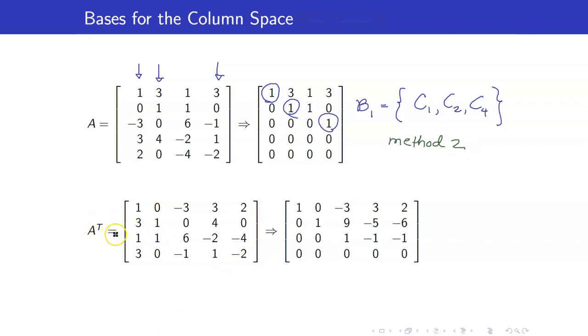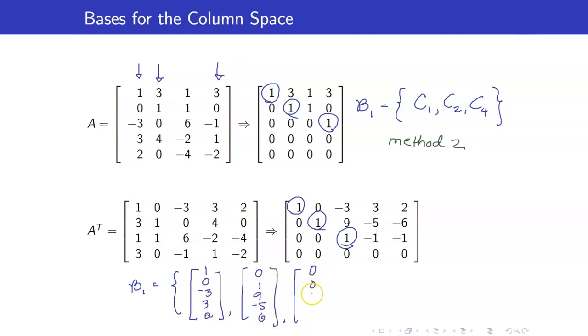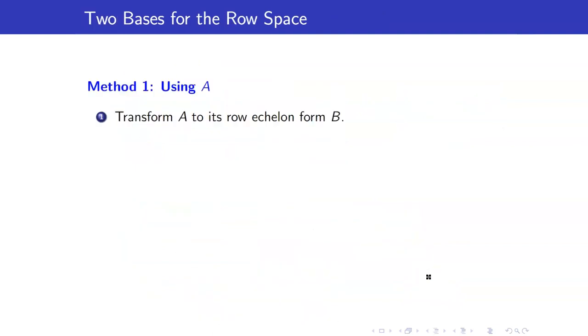And for this one, if we use the transpose of A, we again get the pivots, the leading terms, and therefore what would be your basis here? You will use these rows over here, but you just change them to columns. So it will be, and this is the basis that you get using method 1.